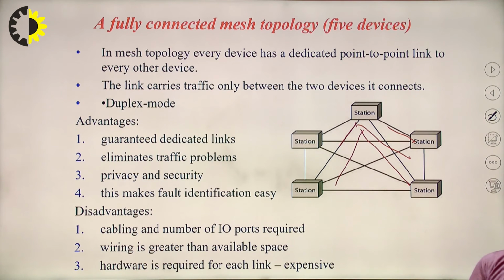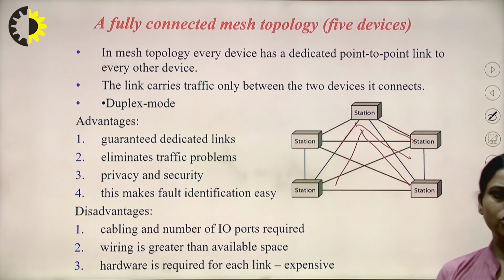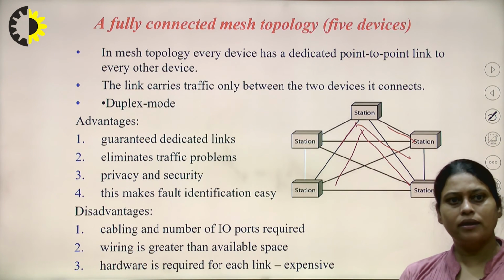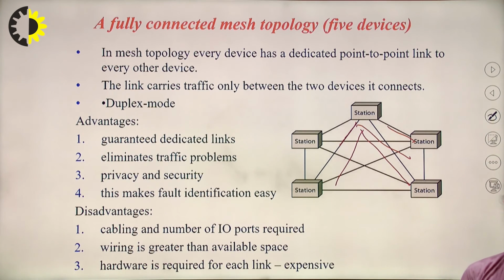The link carries traffic only between the two devices which are directly connected. It uses a duplex mode. Taking the advantages: it guarantees that your data is successfully transmitted from source to destination because it creates a dedicated link. Second, it eliminates the traffic problem because there is no node between the two of them. It maintains privacy and security and allows fault identification. But there are some disadvantages in this system also.